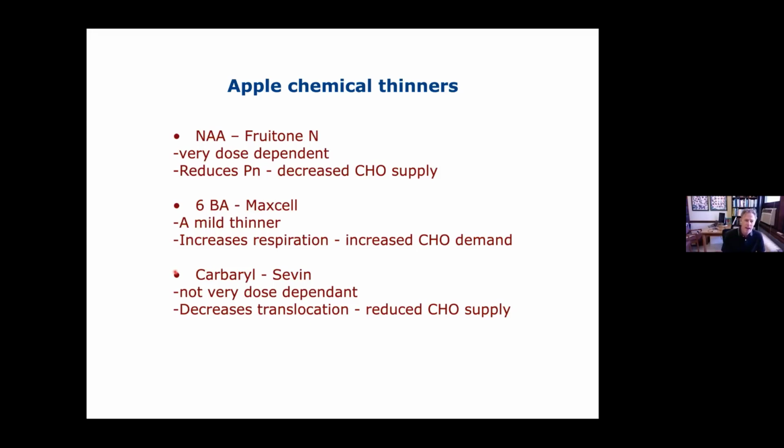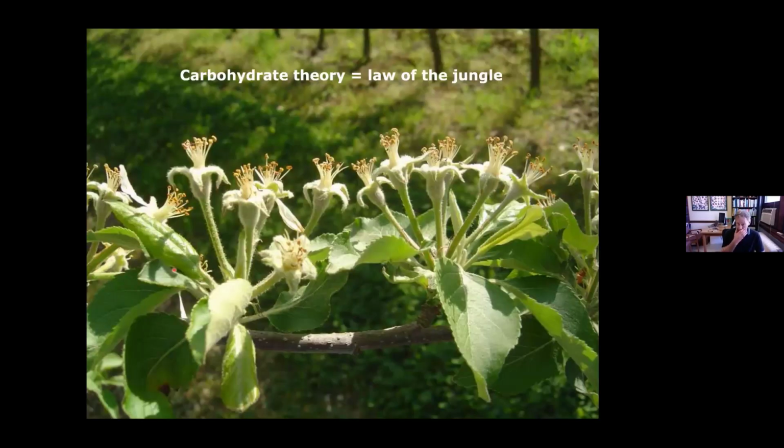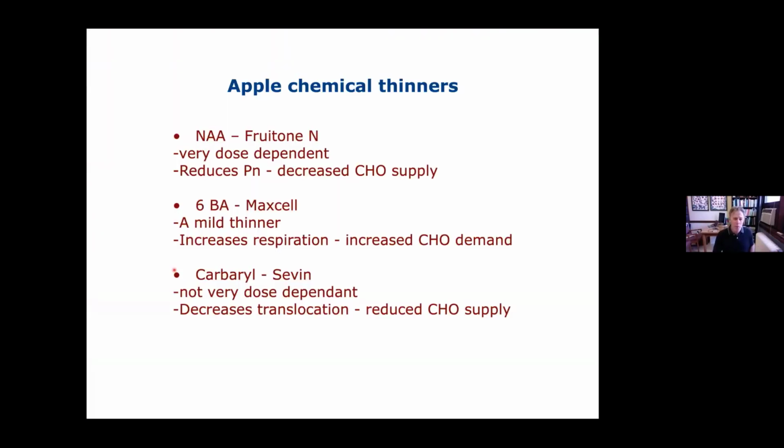There's 3 main categories of post-bloom thinners. And all of them swing this. Let me go back one slide. Remember I said about the carbohydrate theory, the law of the jungle, where there's not enough food to go around? All of these thinners sway the balance in terms of less and less food to go around. So more and more fruit are going to miss out and going to drop off. So it's going to increase abscission, the number of fruit that drop off, okay? But they do it in different ways.